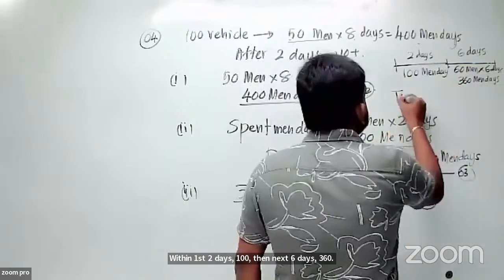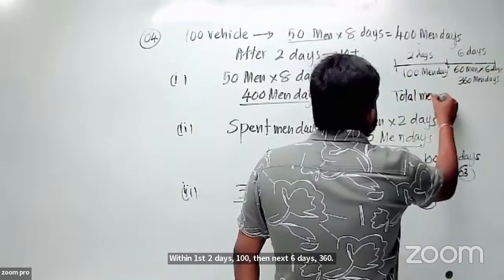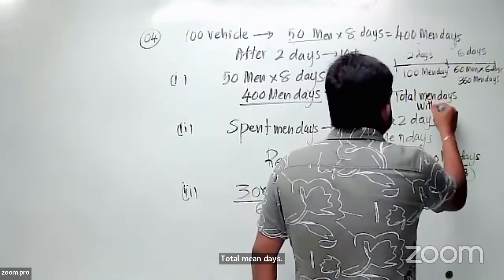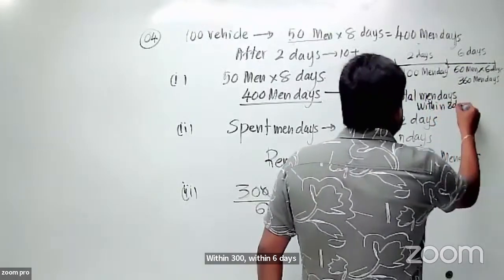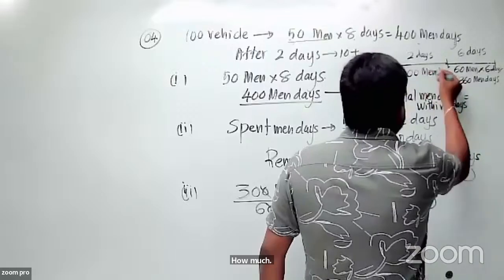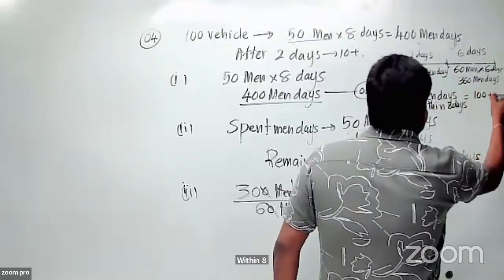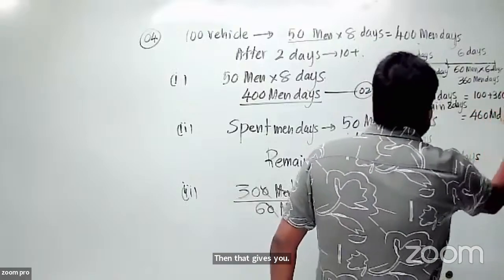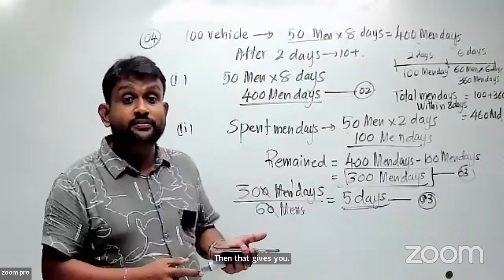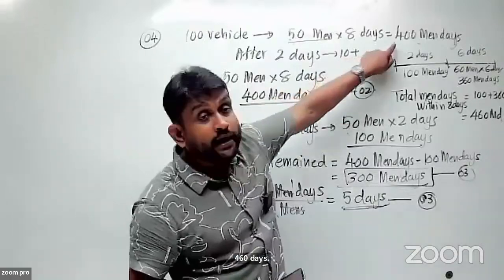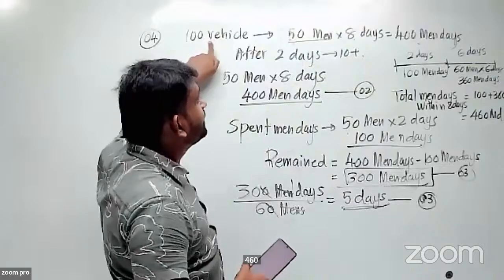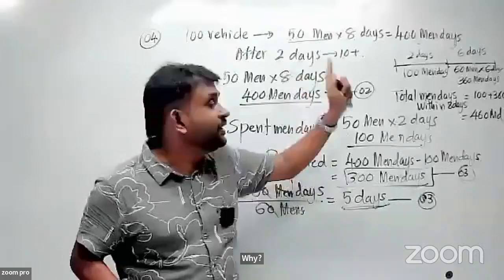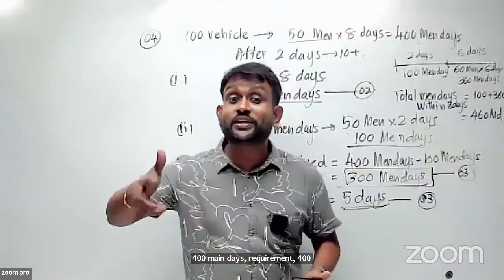So the total man days within 8 days is 100 plus 360, which gives you 460 man days. That means more than 100 vehicles. Why? 400 man days are required for 100 vehicles. Then 460 man days means more than 100 vehicles.